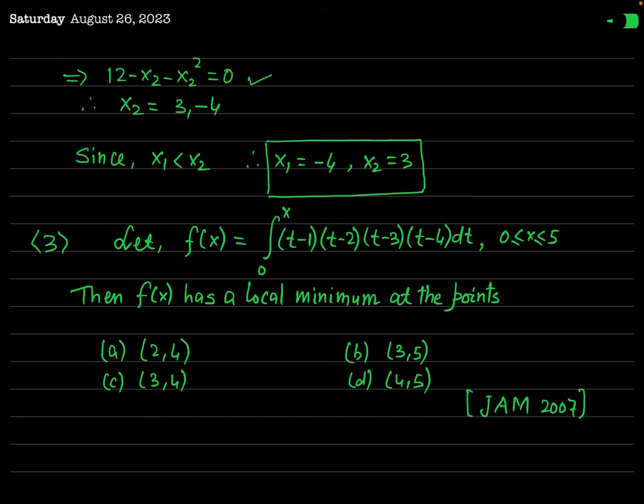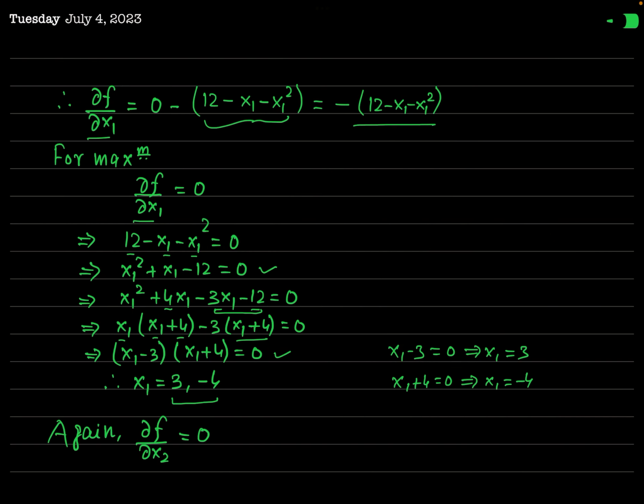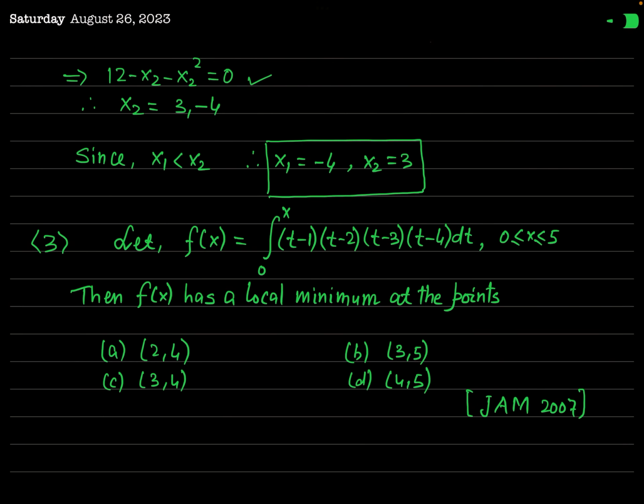So 12 minus x2 square equal to 0. And this equation is same as this equation, you can say. Only the difference is that instead of x1 here there is x2. So the value of x2 will also be the same, and that will be 3 and minus 4. I have not solved it because I have already solved it.